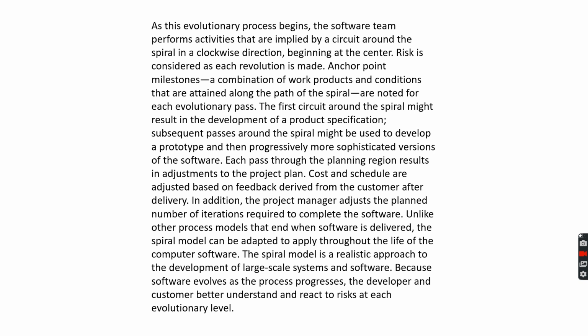The spiral model is a realistic approach to the development of large scale systems and software. These kinds of models are very beneficial for large scale systems and also for much more upgraded kinds of software, because such software evolves as the process progresses. The developer and also the customer better understand and react to risk at each evolutionary level.